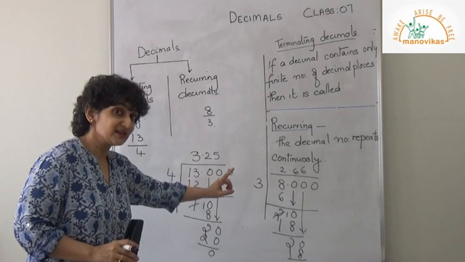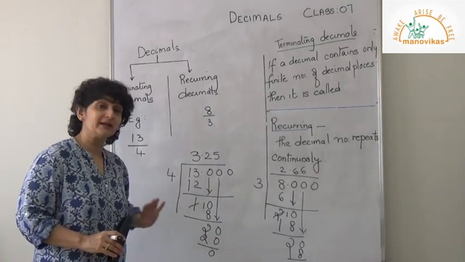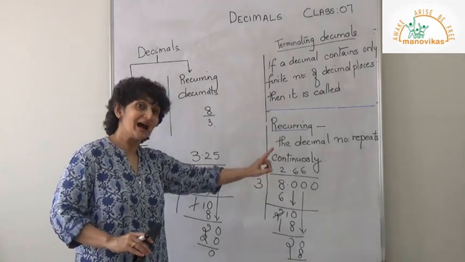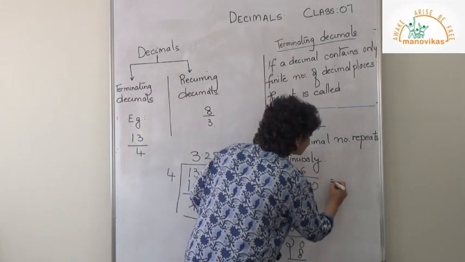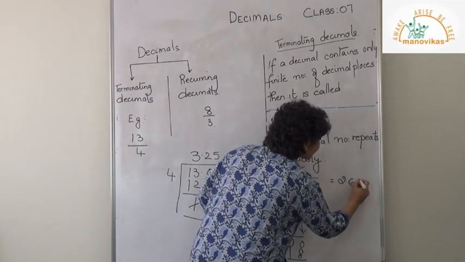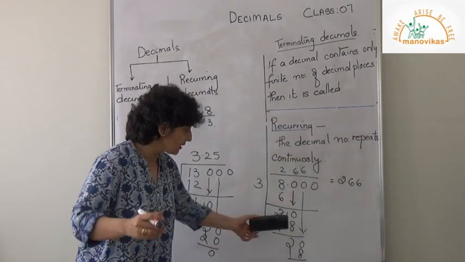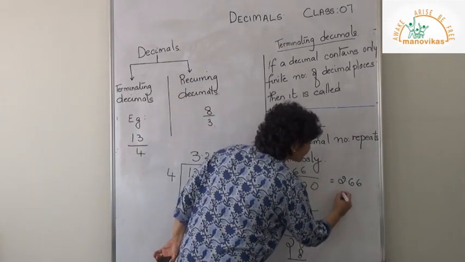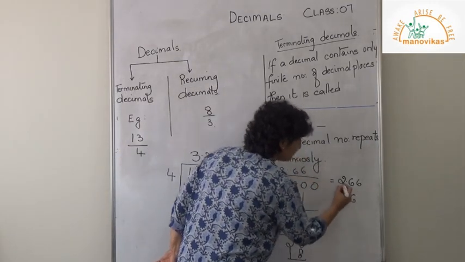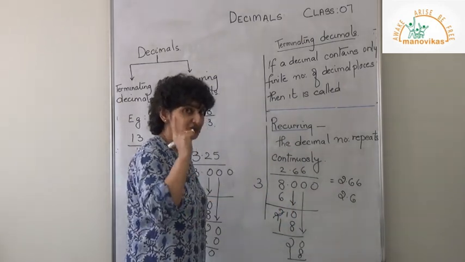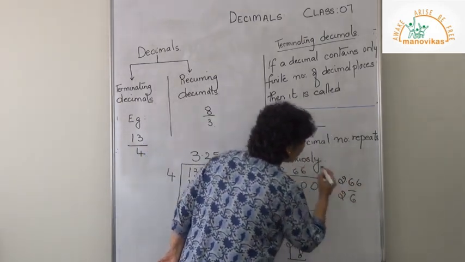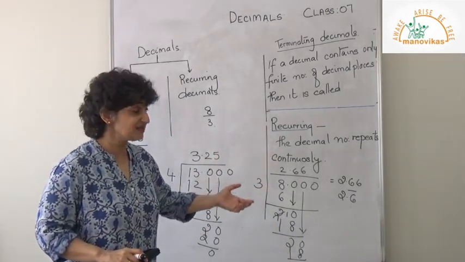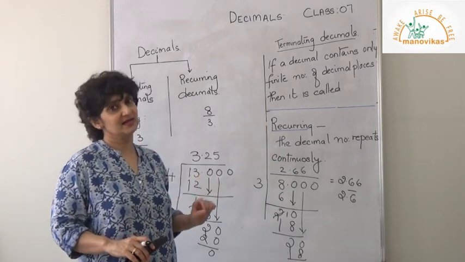Now, did you understand the difference, children? Here, my remainder was 0. I got a fixed number. But here, I do not get that. So my answer here is 2.66. Any number of times I divide, I'm going to get the same thing. So we write the number after the decimal which recurs. We use a bar, or we put a line. So it is 2.6 bar, which means it is a recurring decimal.